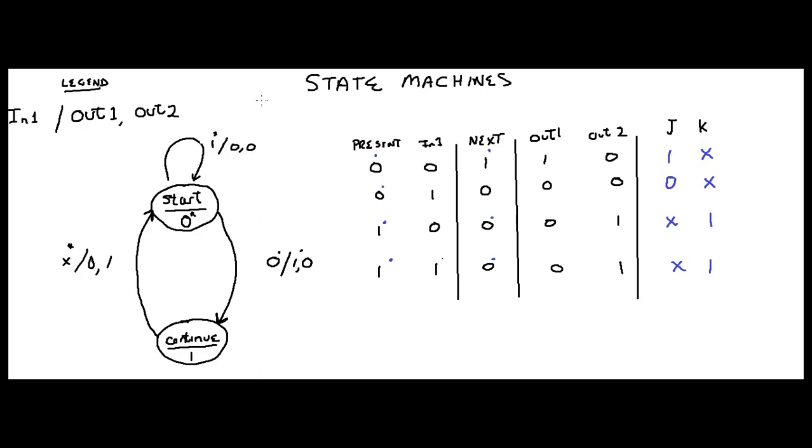Now, once you have the state table, what do you think the next thing to do is? If you said Karnaugh maps, you're right, okay? So for this, I'm going to have to get more space. I'll see you in a minute.